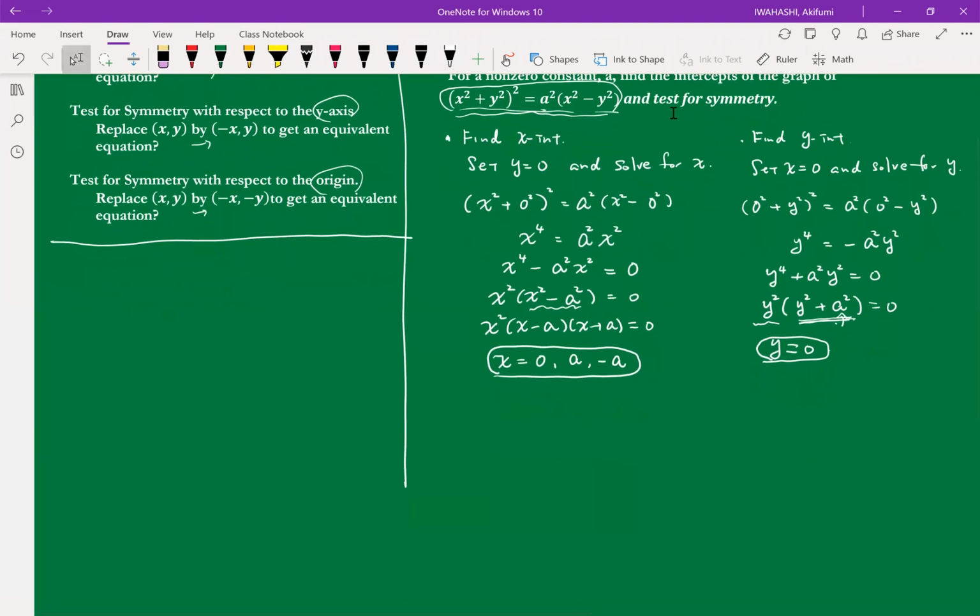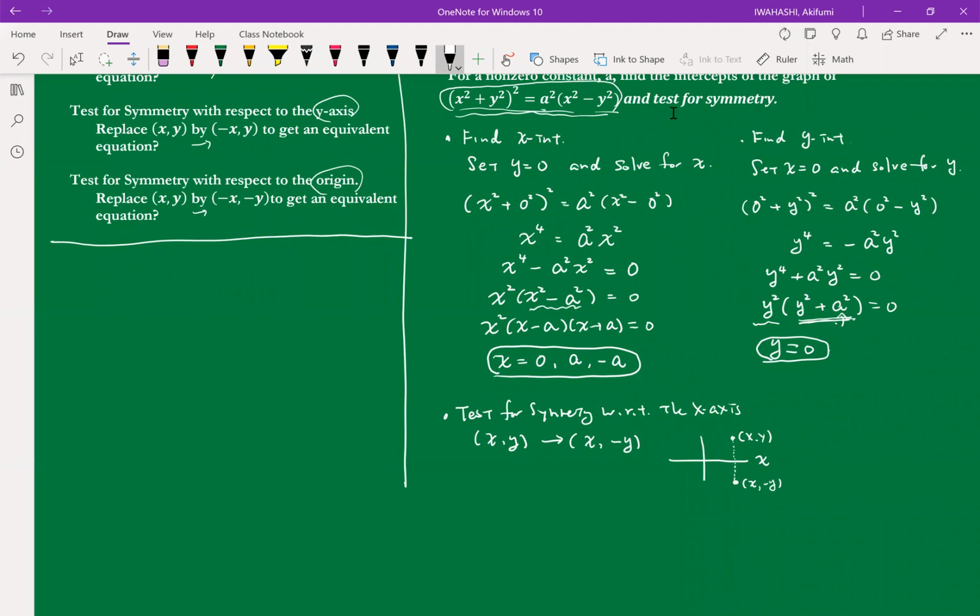Okay, so first, test for symmetry with respect to the x-axis. To show the graph of the equation is symmetric with respect to the x-axis, we just need to replace (x, y) with (x, negative y). Not x, but y, you want to change the sign. So if the graph goes through a point (x, y), and if it is symmetric with respect to the x-axis, it must also have the point (x, minus y).